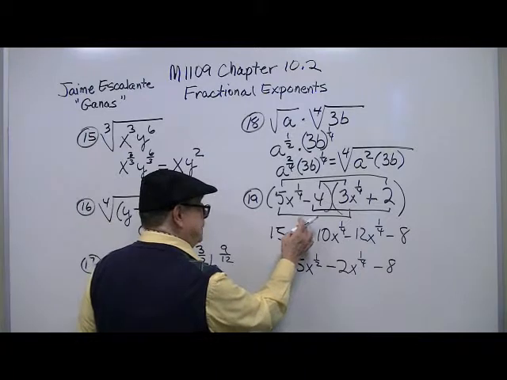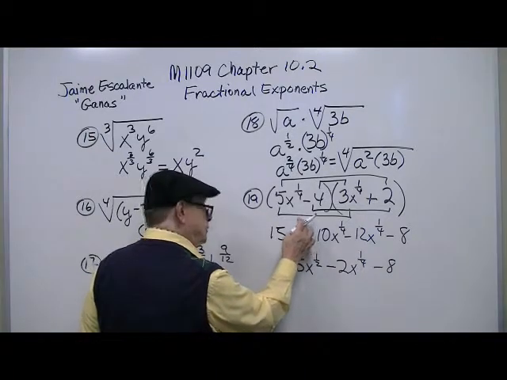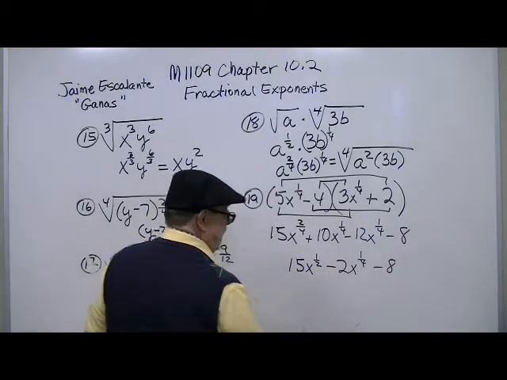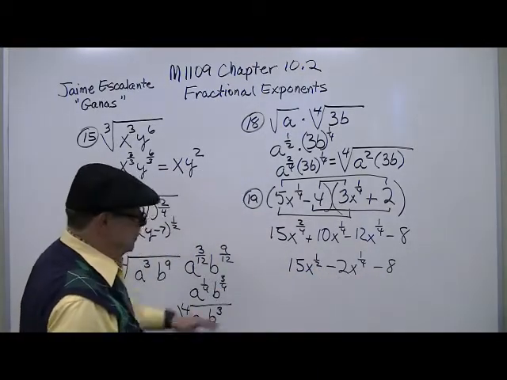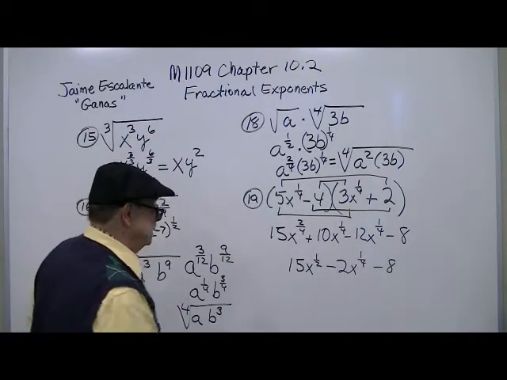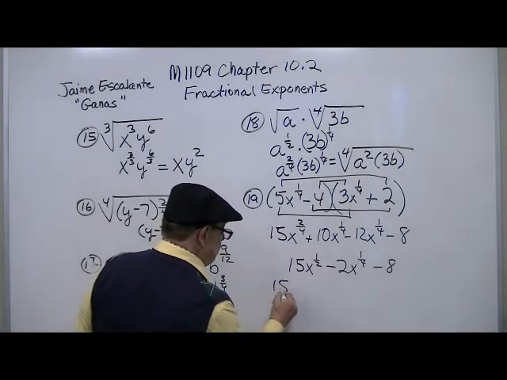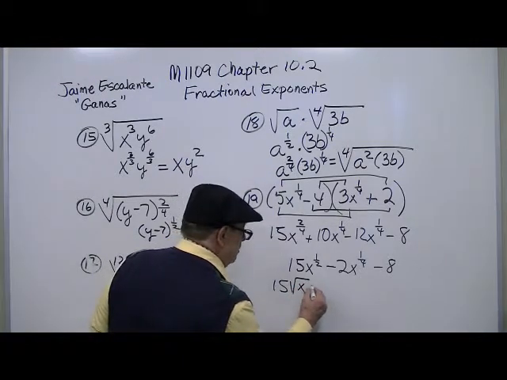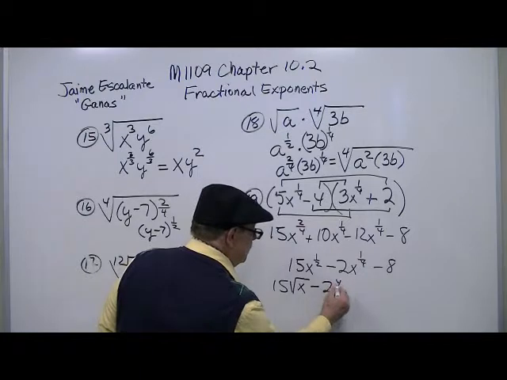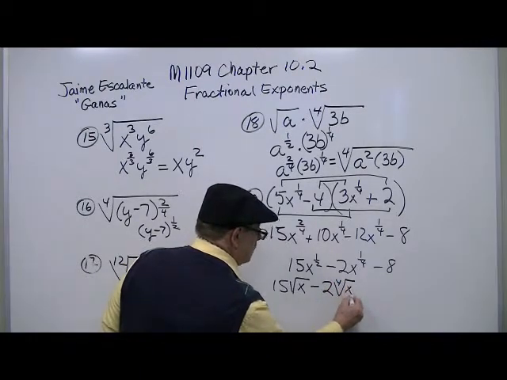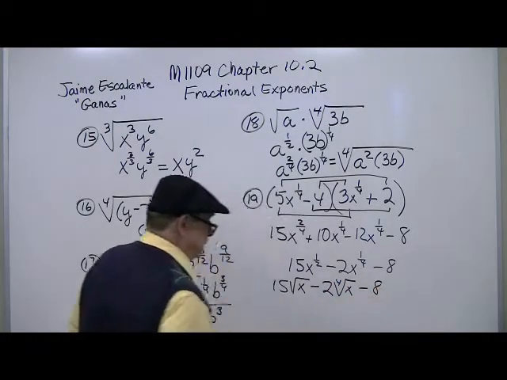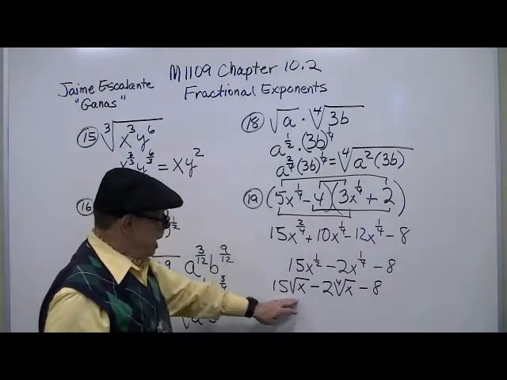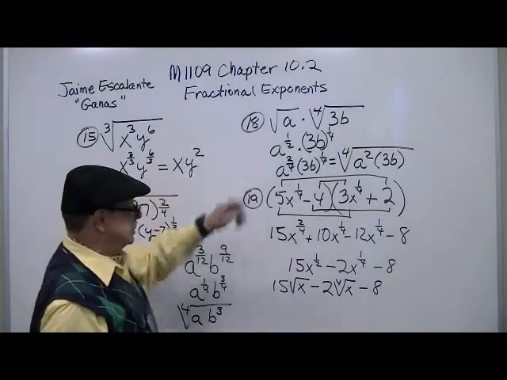And when I simplified the 2/4, I simplified it to 1/2. And then this is what I have. Now if you wanted to write this in radical form, it would be 15, the square root of x, minus 2, the 4th root of x, minus 8. These would be equivalent, but one's in radical form, the other's in fractional exponent form.